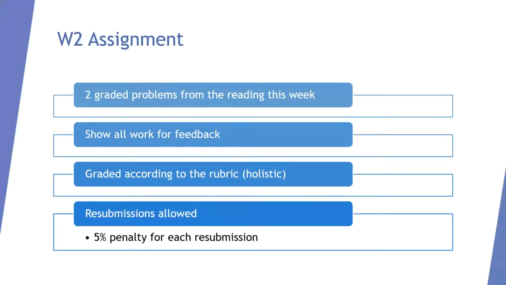Your week 2 assignment is going to be very similar to the first assignment where you have 2 graded problems. So you need to make sure you're showing your work. It's going to be graded holistically according to that rubric that we looked at last week. You can resubmit, but there is a 5% penalty, so just be aware of that.